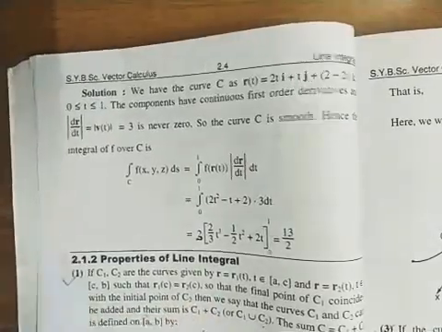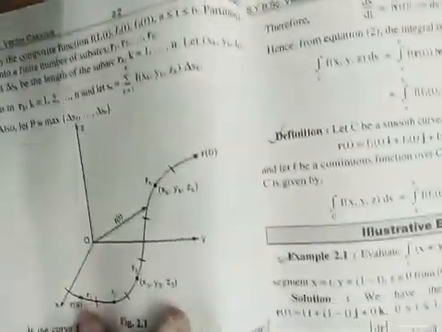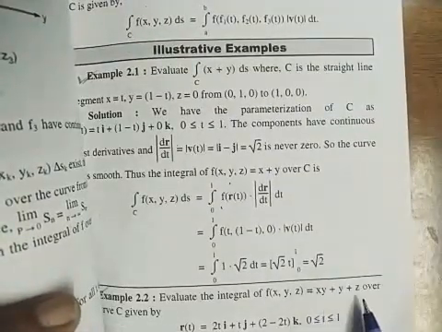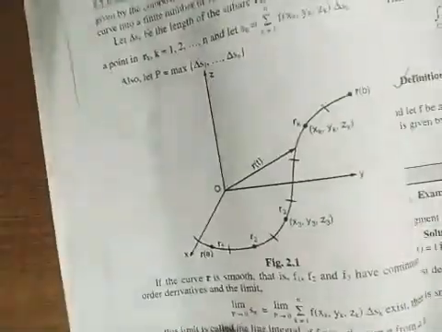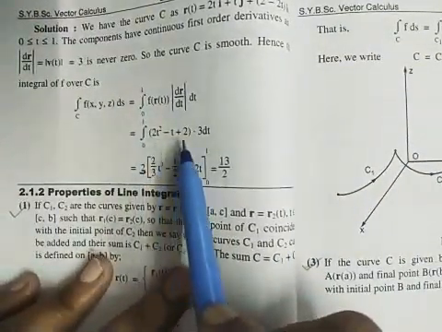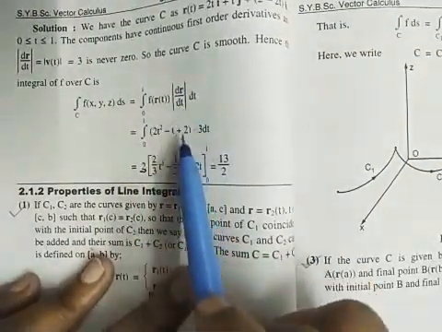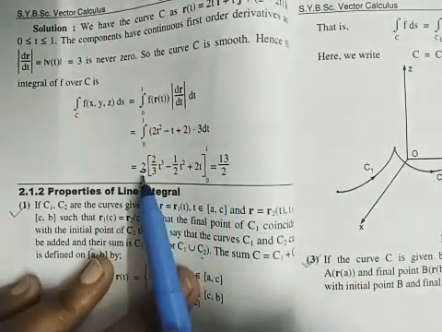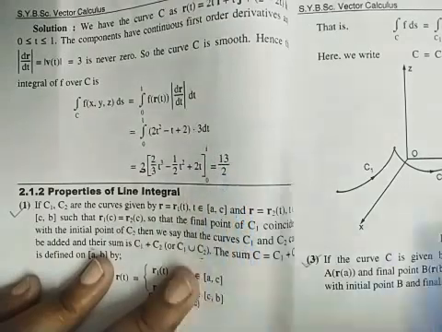Now what is the function? For this example, what is given? For this example, f of x y z is xy plus y plus z. So using this formula, we get here f of r(t) as 2t square minus t plus 2, and the mod of dr/dt, that is 3. Okay, length is 3 into dt. So after solving this, we get the answer as 13 upon 2.